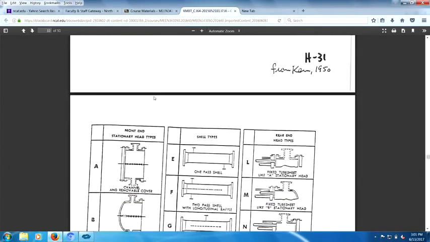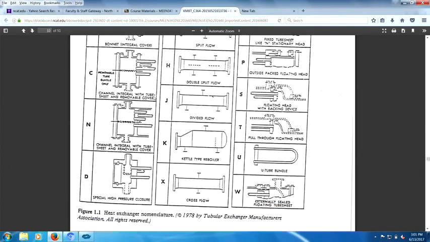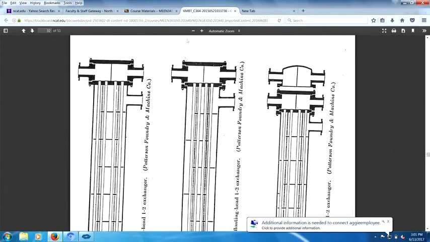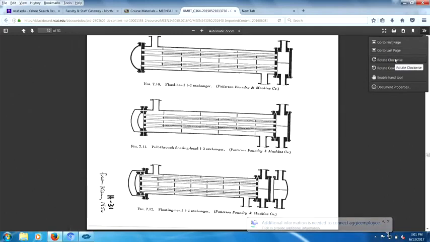Let's see if I have it here. Oh, I don't have it here. Anyway, let's take a look at this little jewel here. Clockwise, there we go.